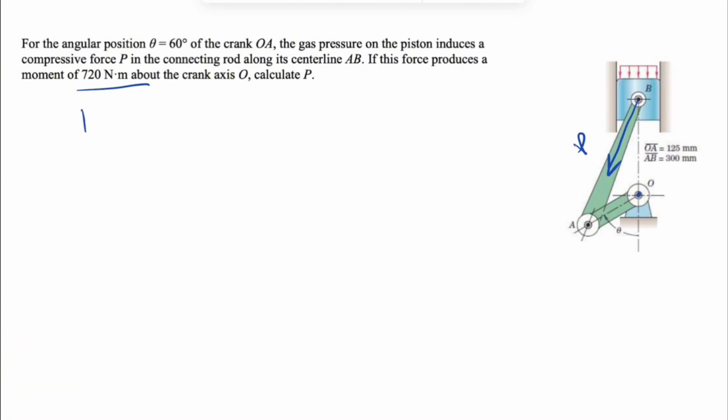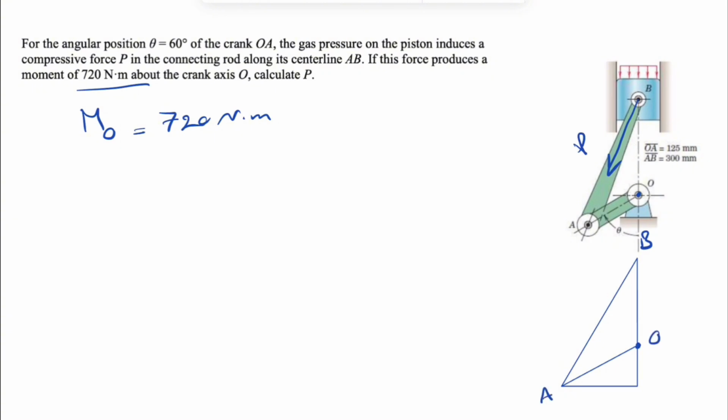So we have the moment of this force about O, 720 Newton meter, and we are asked to find the force P in here. Before we start, let's figure out some of these missing dimensions. We have this right triangle in here, and if we call this point O and connect this to here, from the question we can see we have some dimensions. This will be B, we can call this A, this will be O, and we can call this point here C.